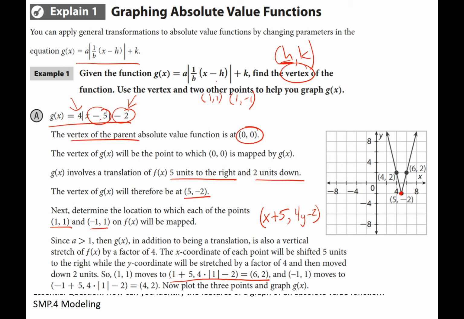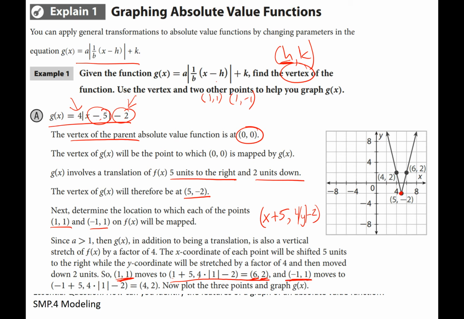They plugged in 1, 1 first. They plugged in a 1, added 5 to it, and that gave them a 6. They plugged in a positive 1 for that positive 1 part of the point. Oh, and they did absolute value. Sorry, can't lose the absolute values. 4 times the absolute value of 1 is still 4, minus 2 is 2. And they plotted the point 6, 2.